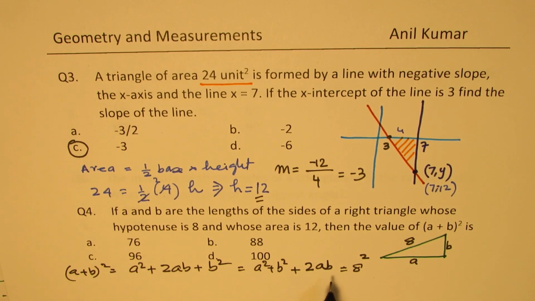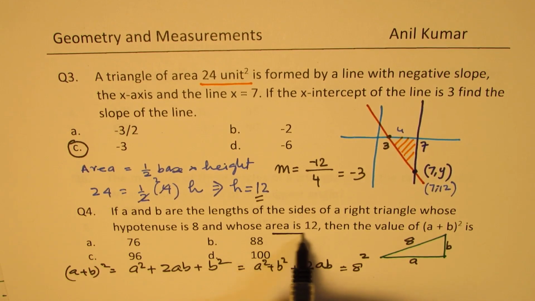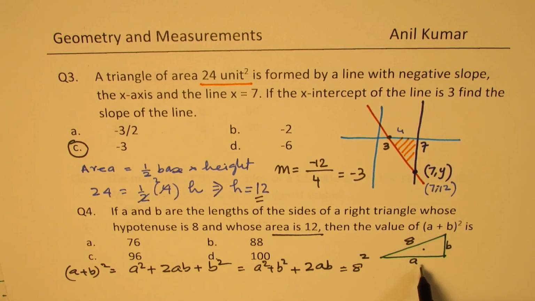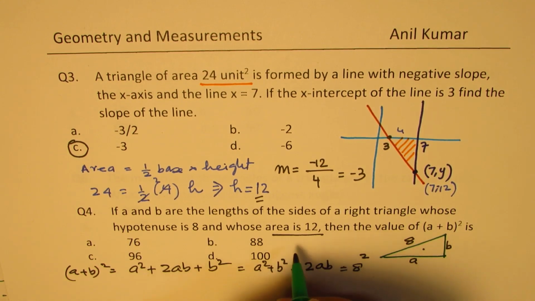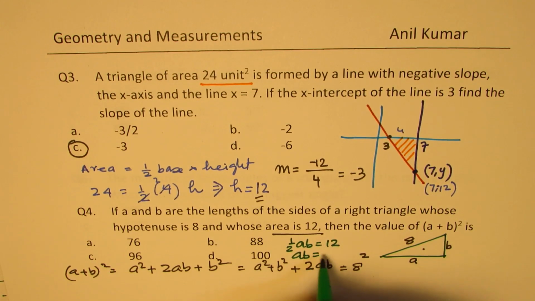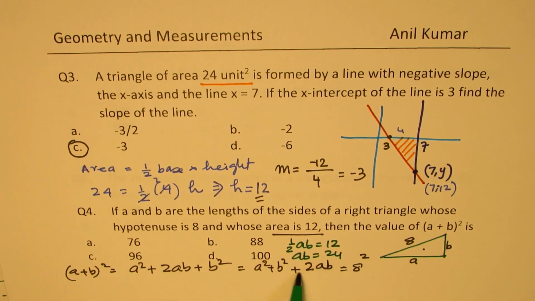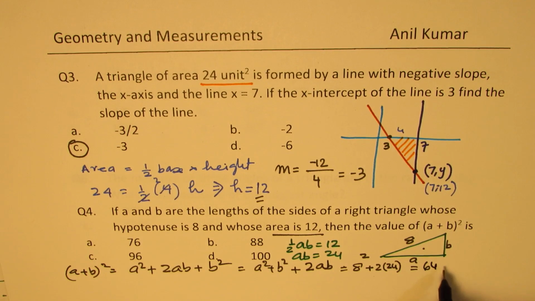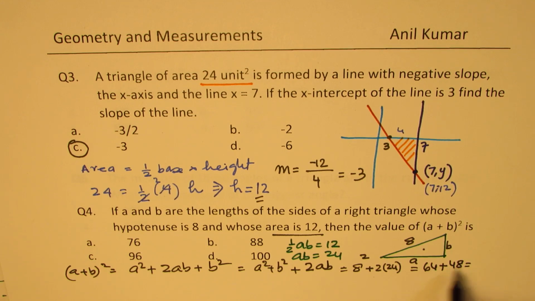And as far as the area is concerned, area is 12 units. Now see, area is half of AB, right? So what we are given here is half of AB equals 12. Therefore AB is 24. So 2AB will be 2 times 24. So 8 square plus 2 times 24 gives us 64 plus 48, so that gives you the answer as 112 unit square.